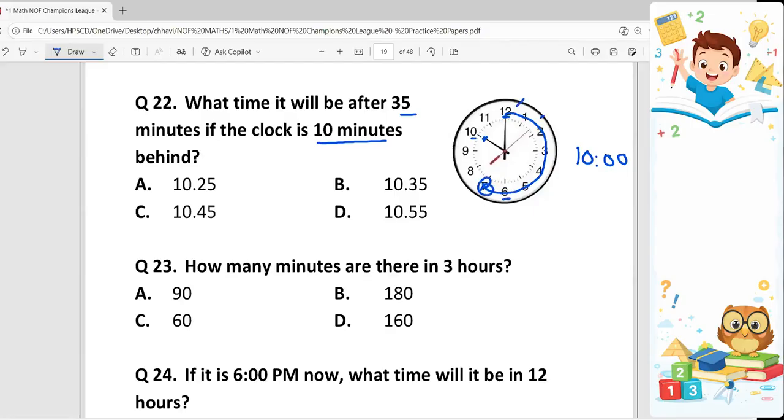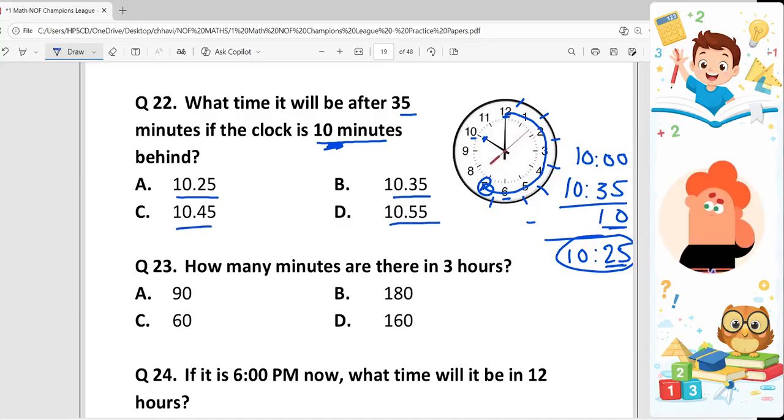Let's count it: 5, 10, 15, 20, 25, 30, and 35. So what time will it be then? 10:35, isn't it? Now they're saying 10 minutes behind, so behind means we have to subtract 10 minutes from this. So it will be 10:25, because we have to subtract 10 minutes as it is 10 minutes behind. Is our answer correct? Let's see the options. The first option is 10:25, then 10:35, 10:45, and 10:55. So option A is the correct answer, 10:25.